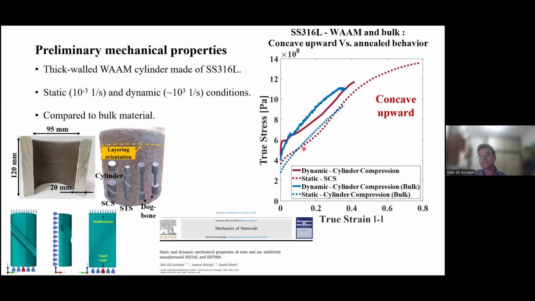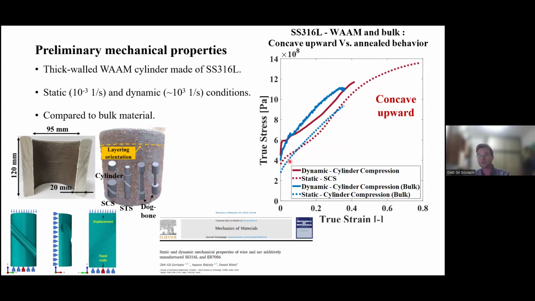The red lines represent the WAAM material. And the interesting point here is the concave upward behavior of this strain hardening, which is completely different from the bulk material in blue here, which does not have this concave upward hardening behavior. This was very interesting for us and led us to our first publication, which is down here.